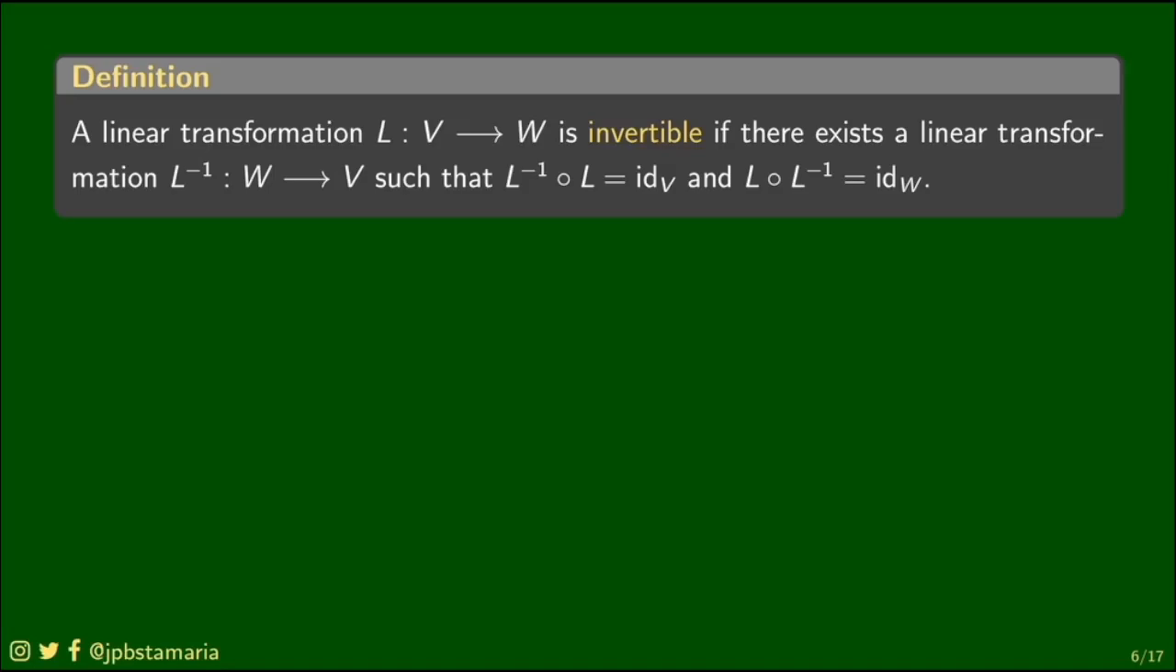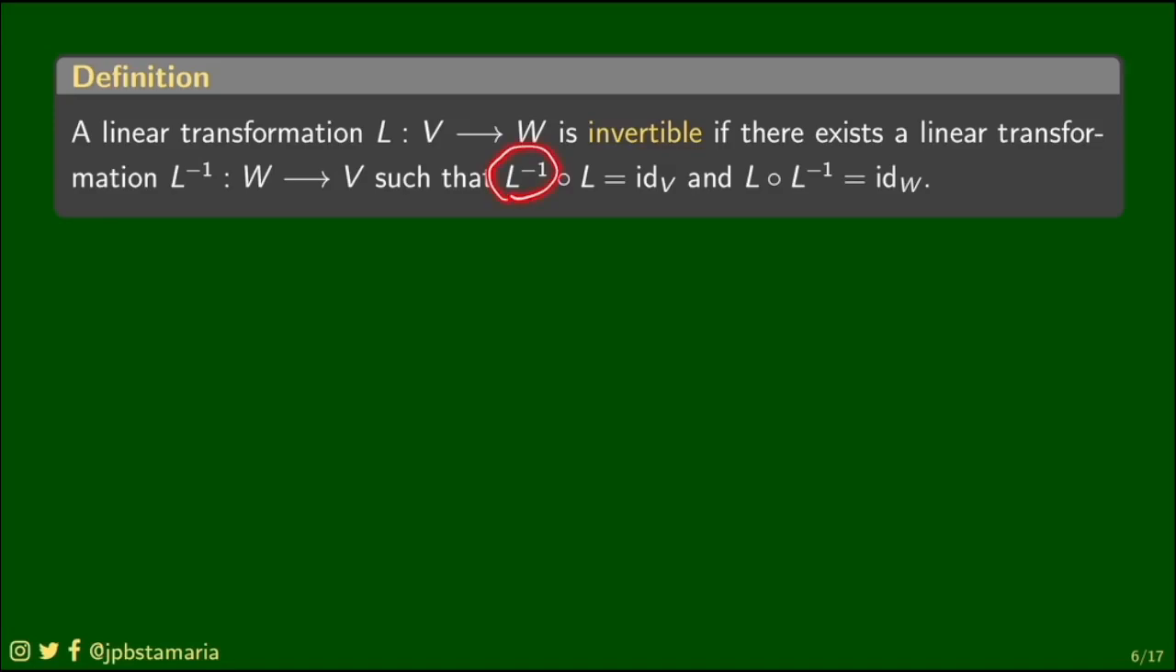In other words, some transformations are invertible, some transformations are not. So what do we mean precisely when we say that a function or a linear transformation is invertible? It means to say that there exists a linear transformation denoted by L inverse. This transformation goes from W to V, in reverse of L, from V to W, such that this inverse does the following.